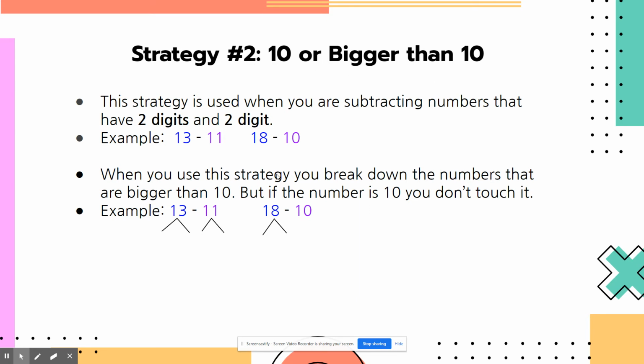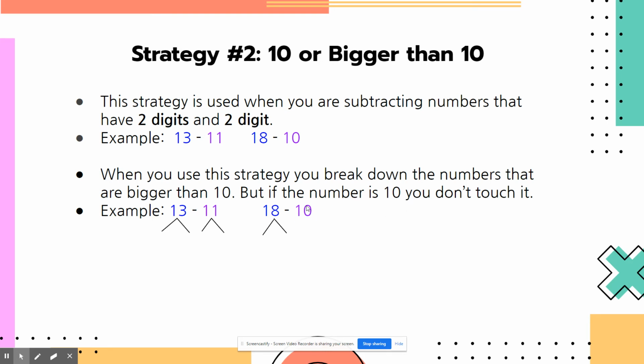Now, when you use this strategy, you break down the numbers that are bigger than 10. But if the number is 10, you don't touch it. For example, here I have the exercise 13 minus 11. I see that 13 is bigger than 10, 11 is bigger than 10, so I'm going to break them down. In this exercise, 18 minus 10, 18 is bigger than 10, so I'm going to break it down. But I have a number 10 here, and if I have a number 10, you don't touch it, okay?